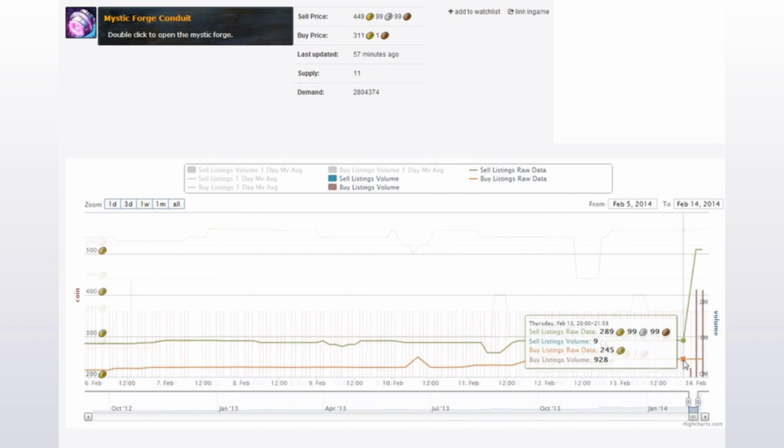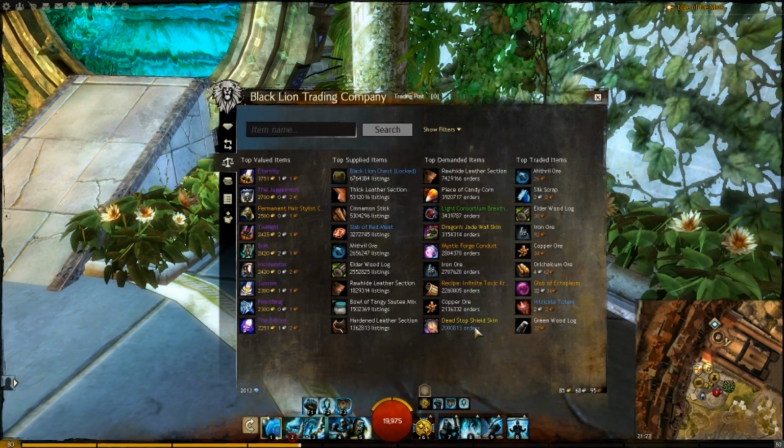When you look at the next few days, the first thing you notice is the crazy price increase, because somebody has bought all 10 listed Mystic Forge Conduits. And you can also see that somebody placed over 2 million buy orders for 1 copper for the conduit, which he used to display the conduit on the front page of the trading post.